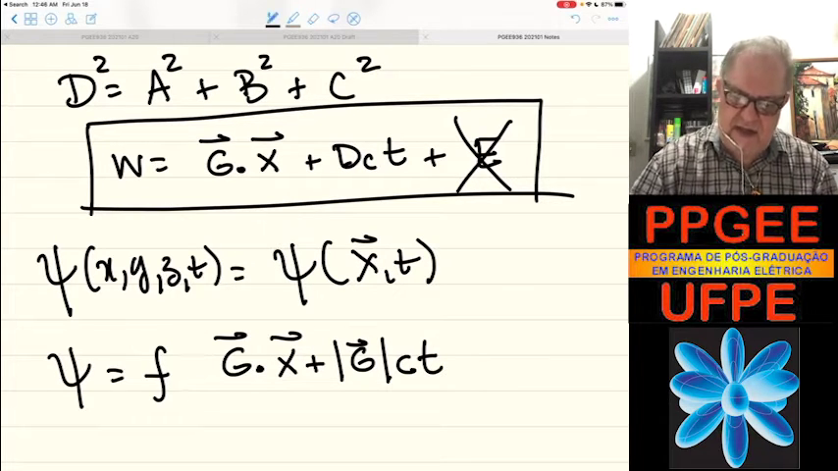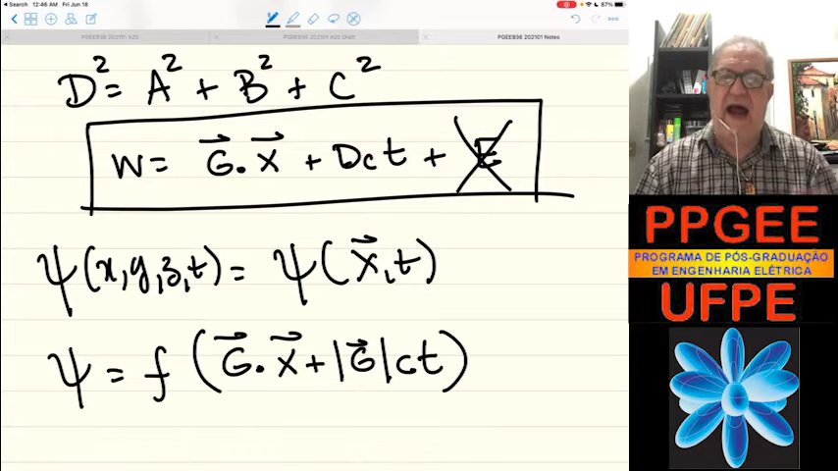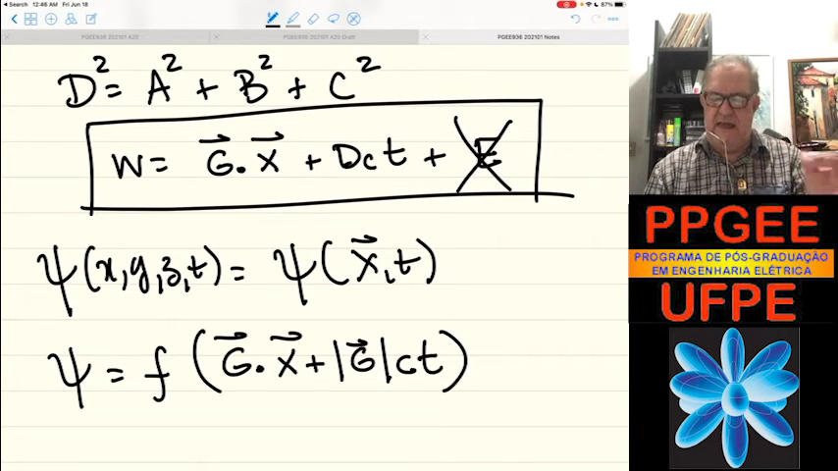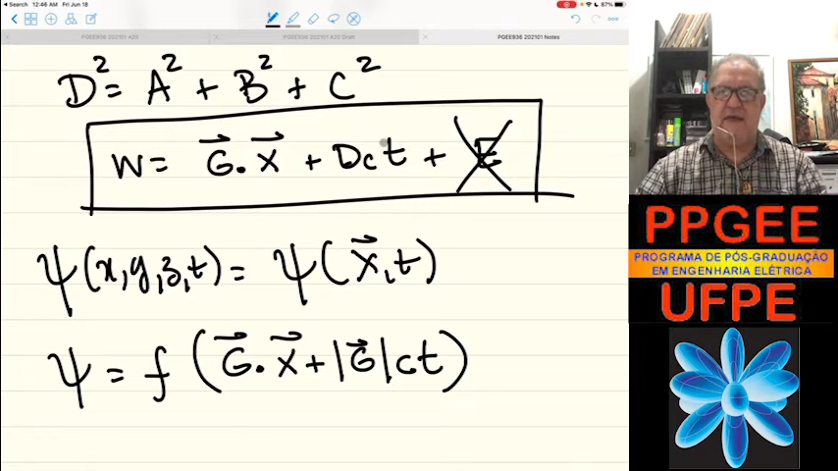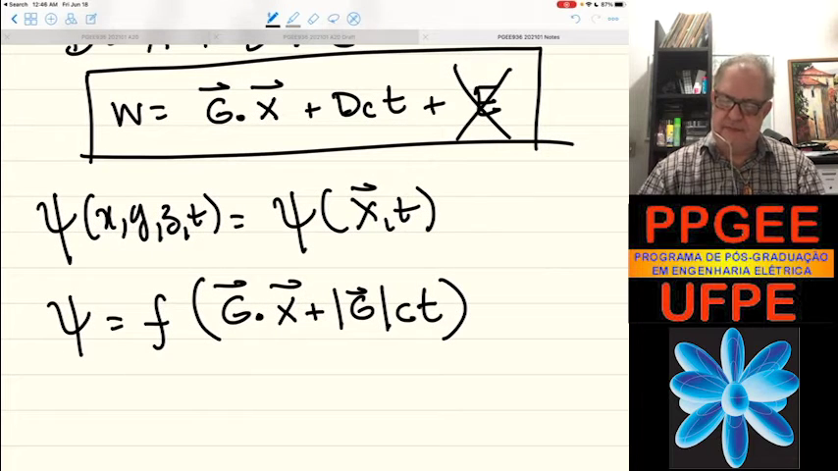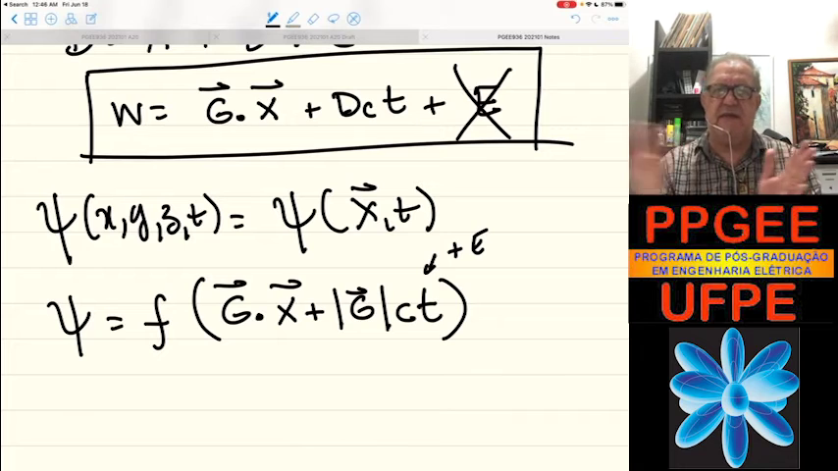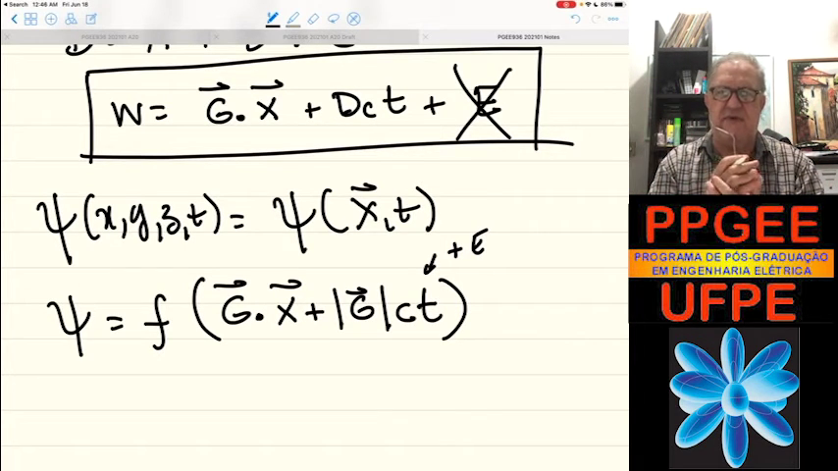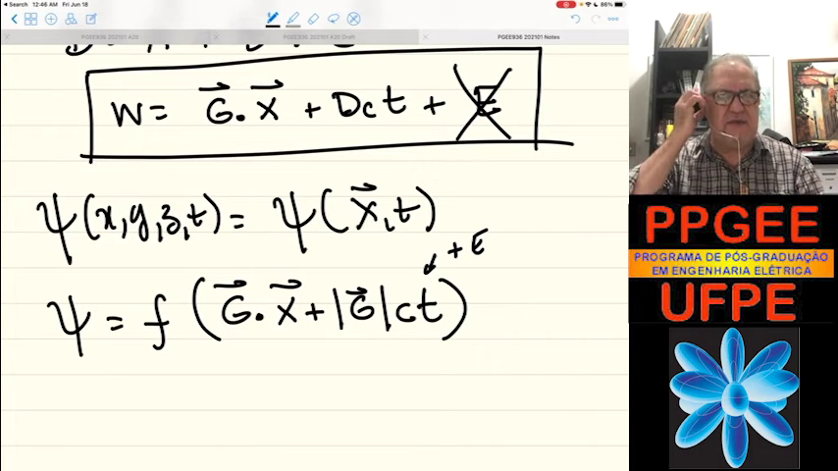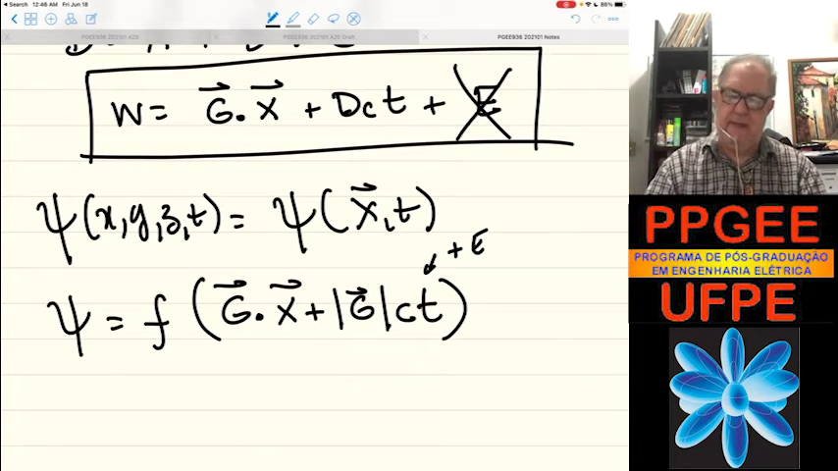The argument of the wave function is a linear function of the coordinates and time. Okay? So I could put here plus E, but it doesn't give anything, it's just a shift in the coordinate system. We are looking at the general behavior of the wave function. So let's drop that E, that constant term. Right?